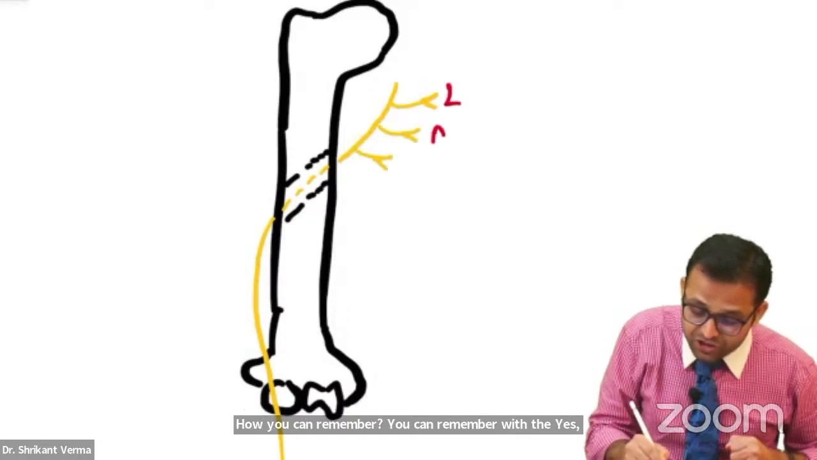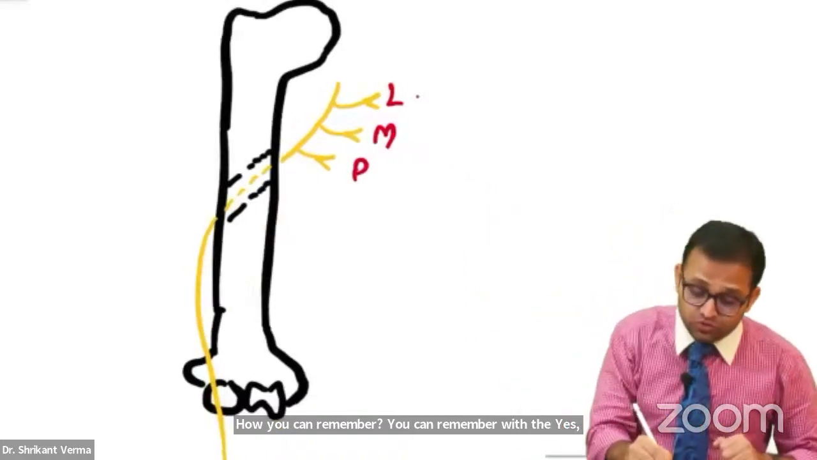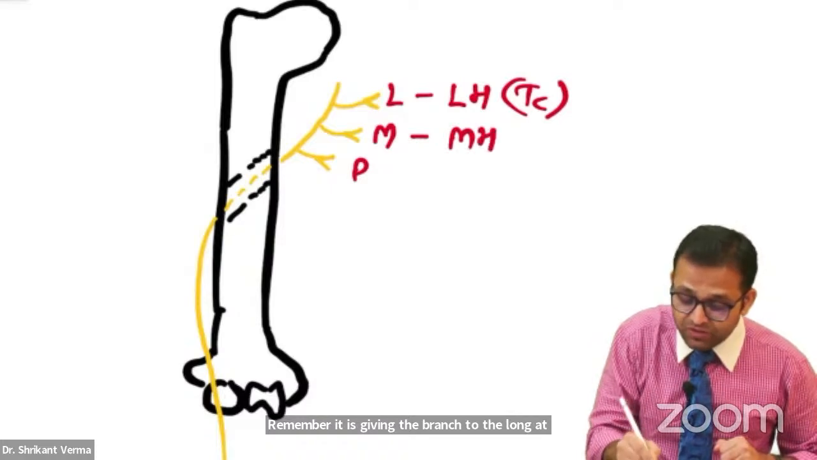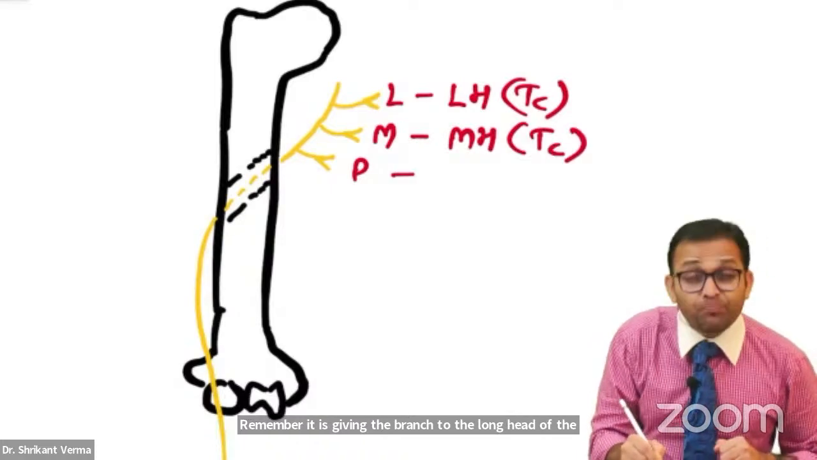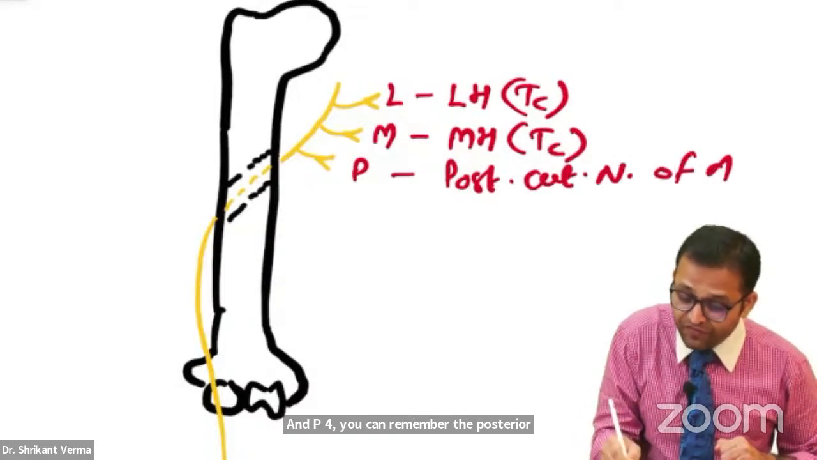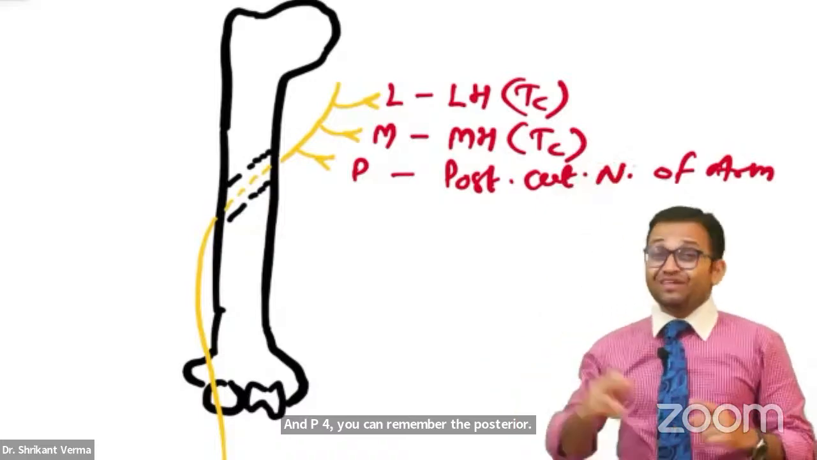LMP. Last menstrual period is your mnemonic. What is this L? Remember, it is giving the branch to the long head of the triceps. M for it is giving the branch to the medial head of the triceps. And P for you can remember the posterior cutaneous nerve of the arm. It is supplying the skin of the posterior side of the arm. LMP is your mnemonic. It is very important.